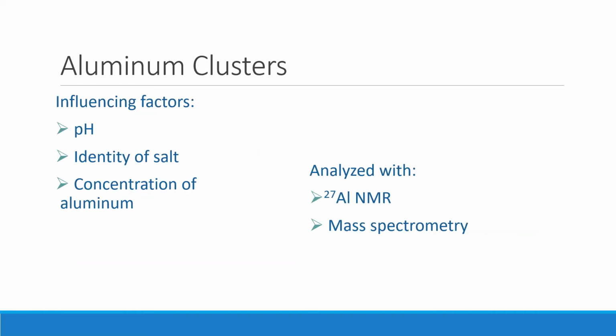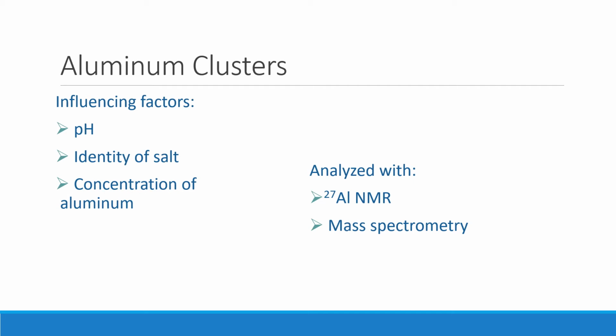The three main factors that affect which clusters are present in the solution are the pH of the sample, the specific salt, for instance, aluminum chloride versus aluminum nitrate, and the concentration of aluminum. Typically, clusters are analyzed with aluminum-27 NMR or mass spectrometry.